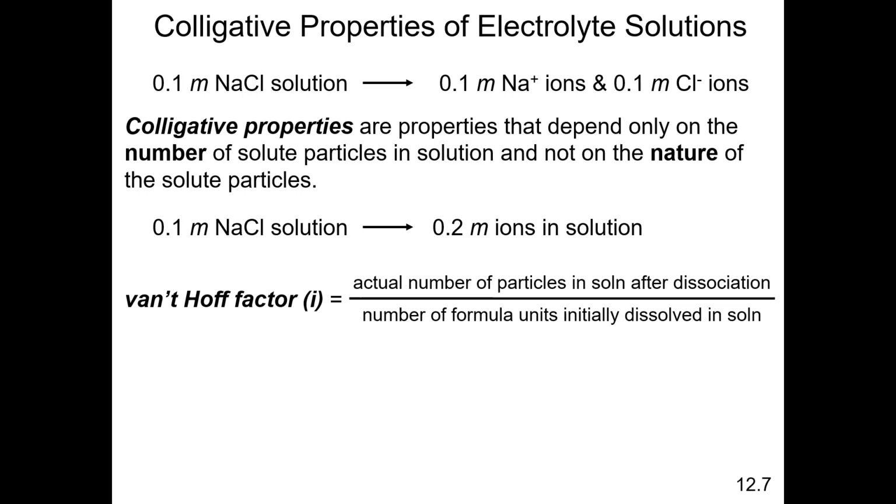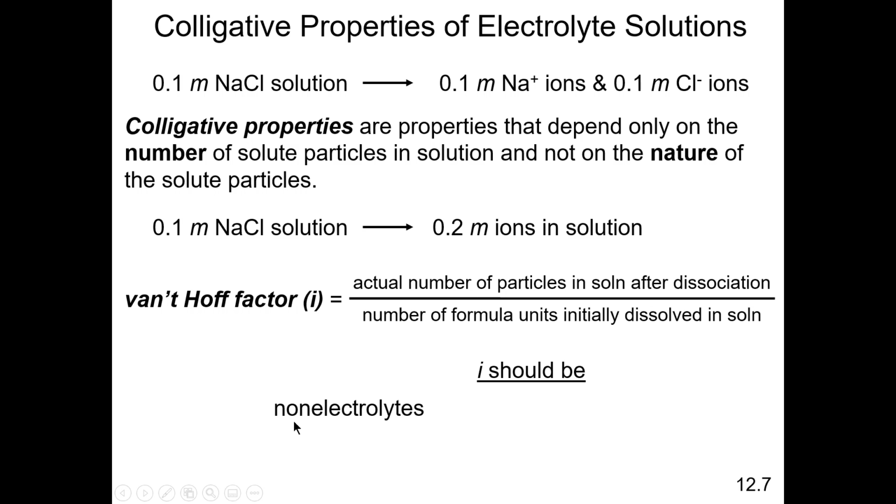And this leads us to the concept of what is known as the Van 't Hoff factor. And the Van 't Hoff factor is basically a ratio between the actual number of particles in the solution after the dissociation and the original number of formula units that was dissolved in the solution. So in the case of sodium chloride, the Van 't Hoff factor would be 2.